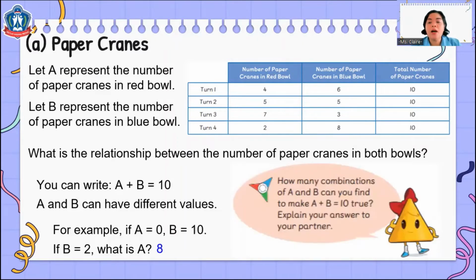Okay. If we check our table here, how many combinations of A and B can you find to make A plus B equals 10 true? As you observe, the numbers here are actually number bonds that give the total of 10. So aside from these pairs, we can still find more pairs that the total equals 10.